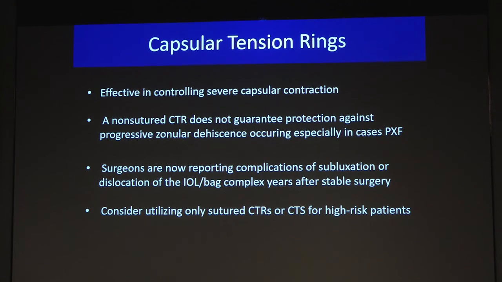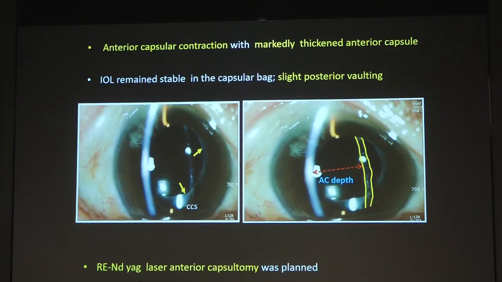Capsular tension rings, to an extent, prevent capsular contracture and prevent decentration of the IOL. In fact, studies have shown that in a high-risk patient, just placing a CTR is not enough. Sometimes you have to suture the capsular tension rings as well as the segments to prevent late-onset capsular contracture and/or subluxation of these IOLs. So try to suture these additional things like segments and CTRs in high-risk patients.